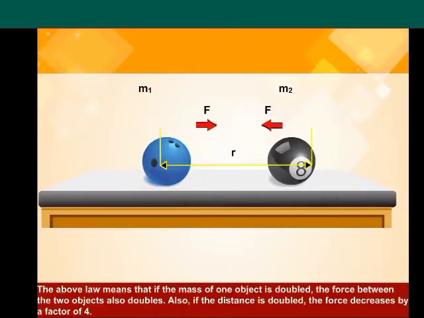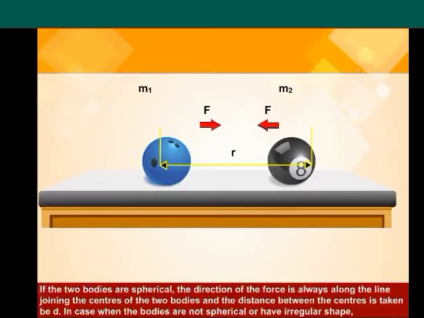The above law means that if the mass of an object is doubled, the force between the two objects also doubles. Also, if the distance is doubled, the force decreases by a factor of 4. If the two bodies are spherical, the direction of the force is always along the line joining the centers of the two bodies, and the distance between the centers is taken to be d.